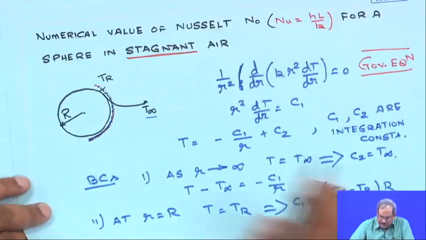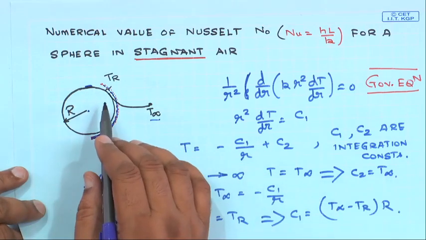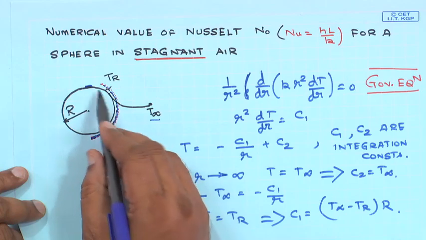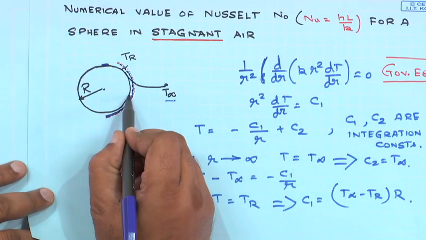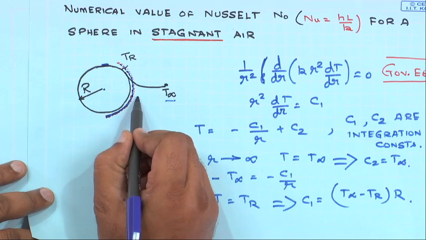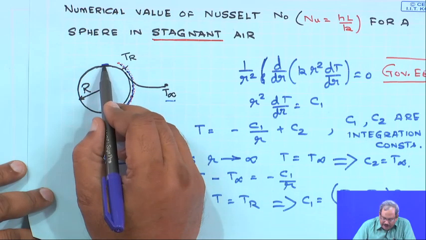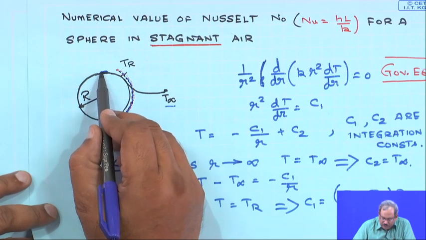So, that means at this point, right at this point, at the interface between the solid and the gas, the heat which comes in by conduction must be equal to the heat which goes out by convection. So, at the interface between the solid and the gas, the gas is immobile due to the no slip condition.